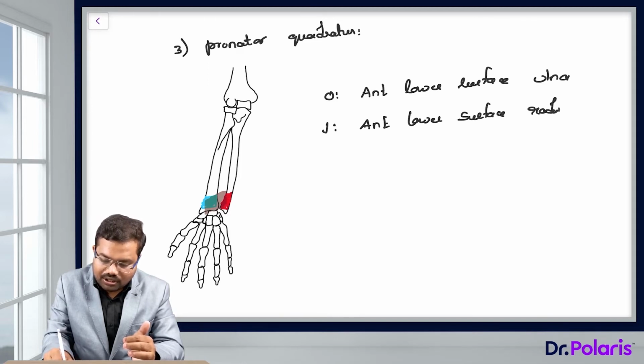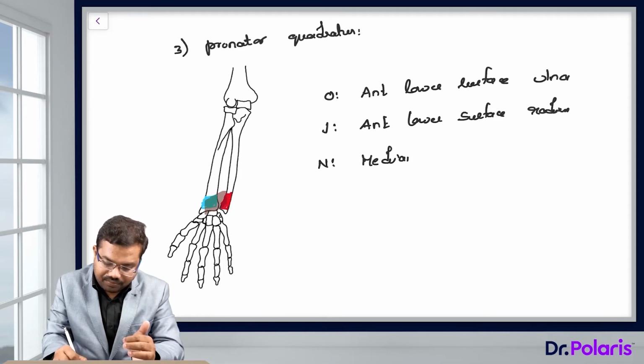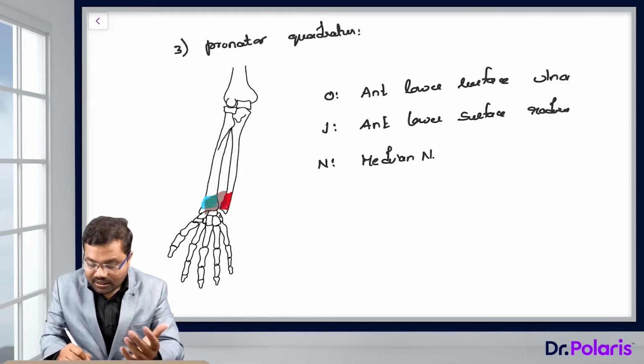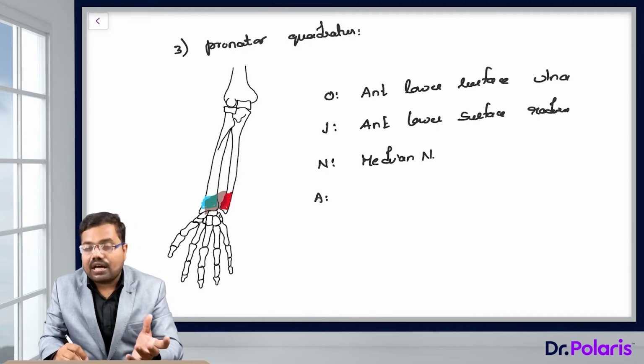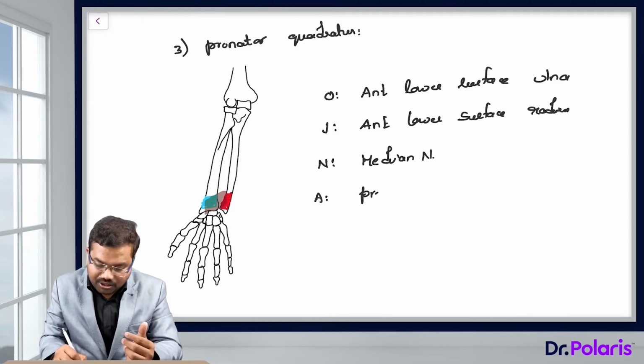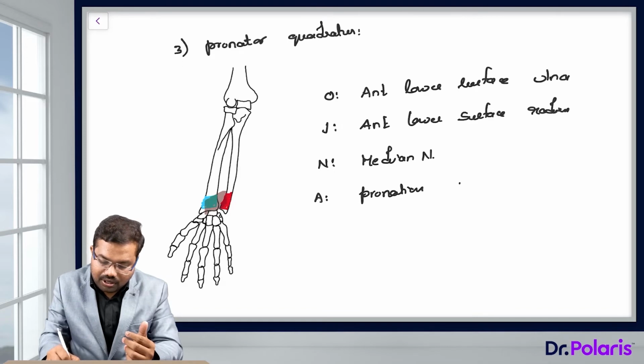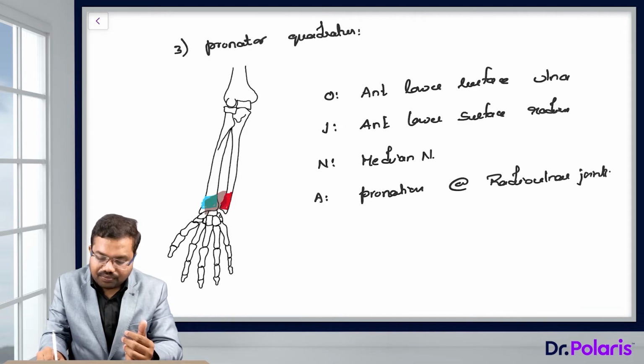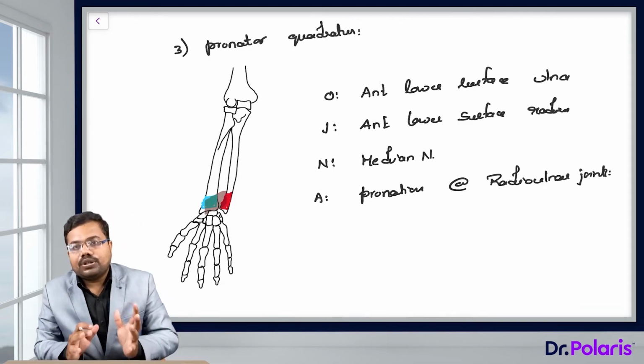And what does it do? First, its nerve supply is by the median nerve. And what is its action? It causes the action of pronation at the level of the radio-ulnar joints. So that's about the deep muscles.